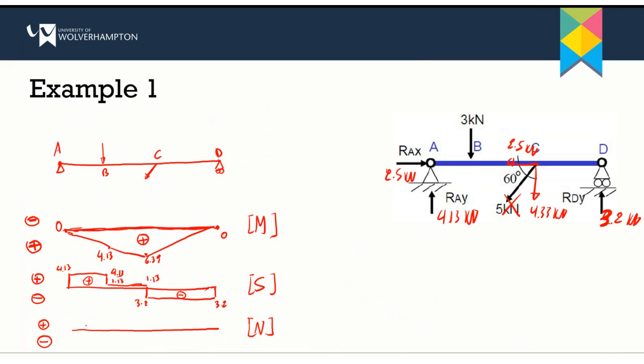If I do the same for the axial forces, we saw that we had a negative 2.5 axial at point A. It kept being minus 2.5 until we reached point C to the left. It was still minus 2.5. But then to the right from point C, it was zero. So if it is zero, what we do is to draw a zero on the axis and then cross it out. So this will be the internal force diagram for the axial forces.